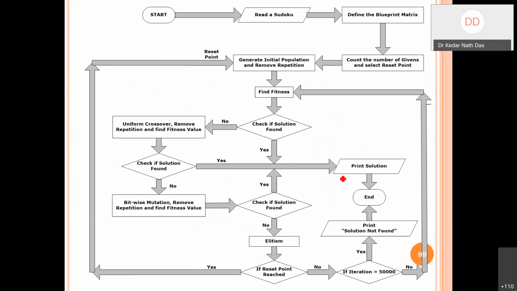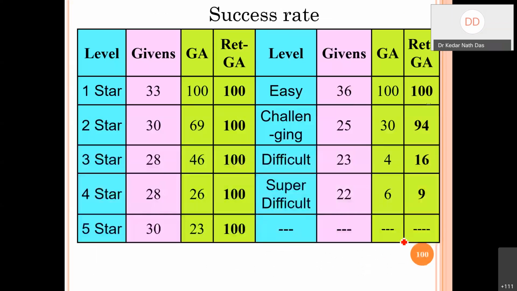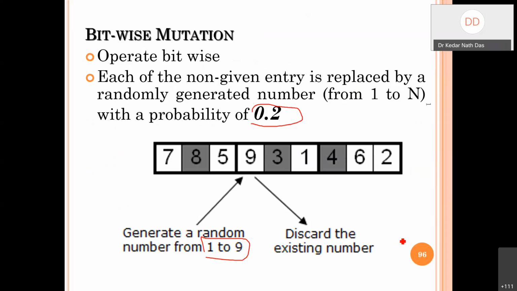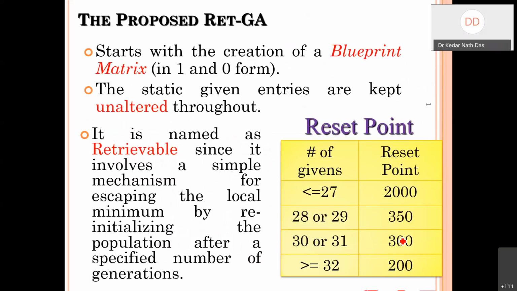We have to check whether the solution is found or not. The solution found means we have to check whether 972 is achieved or not. Once it is achieved, it will direct towards the stopping criteria to stop there. So it is called the retrievable genetic algorithm based on this. These are reset points actually. If the givens are very many, we are happy to fill only a few cells. It's called an easy level Sudoku puzzle. If the number of givens is very low, then the restart point is 2000. After 2000 iterations, we are going to restart the entire genetic algorithm.